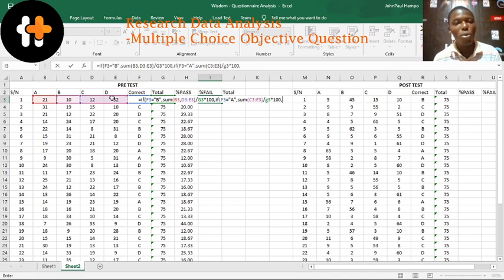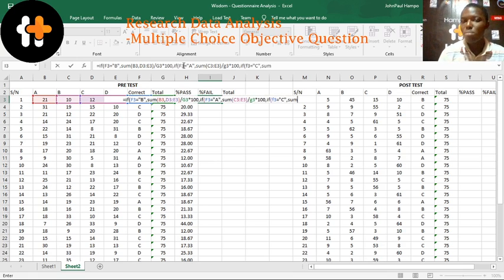Then we consider C now. We've considered A and B. So I'm considering C. We'll now say if the cell, what is the cell? The cell is F3. If F3 is equal to C, then what are we going to do next?